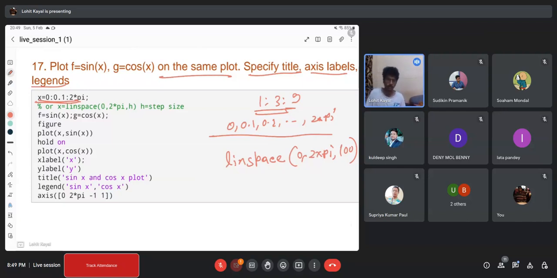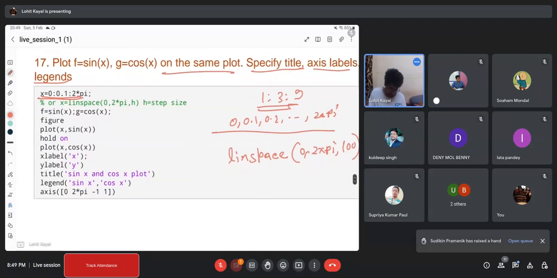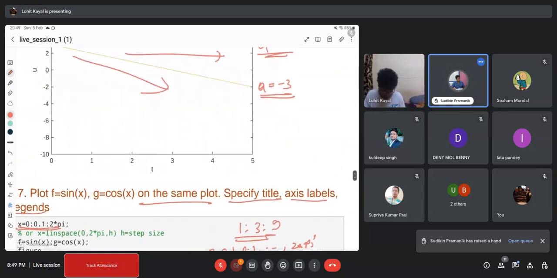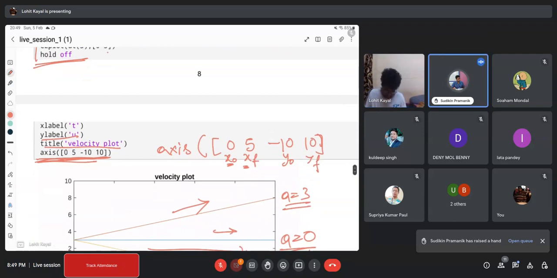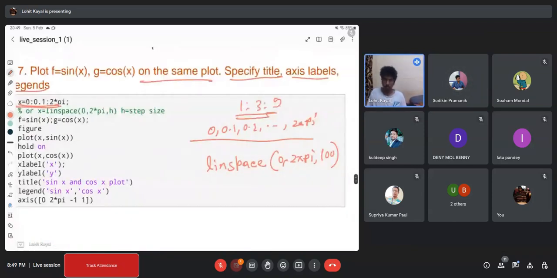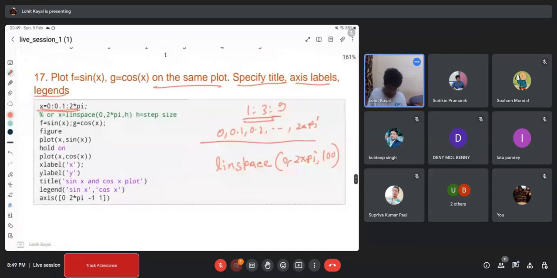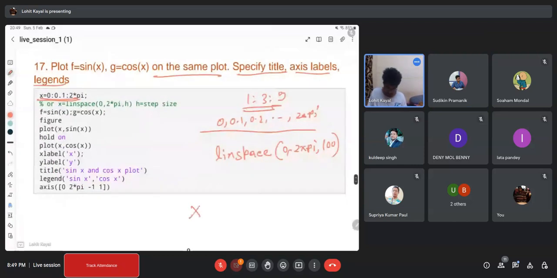Sir, in the previous one, question number 16, you used a command tplot equals linspace and something. Can you please explain that one more time? Sure. So what is the use of linspace? I am explaining it here.